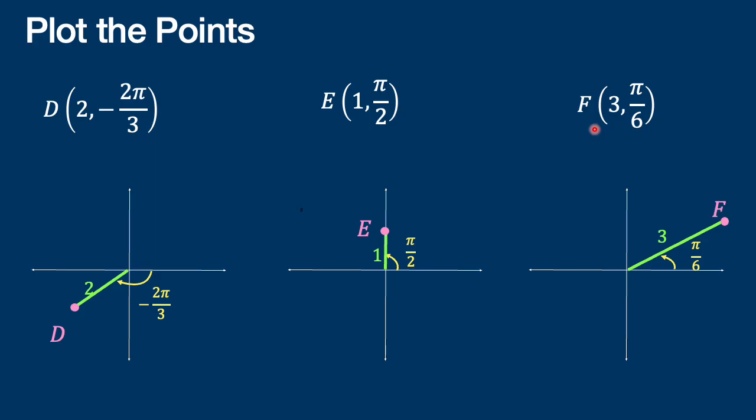So you have to keep in mind the angle is positive counterclockwise, the angle is negative clockwise. For the distance, if the R value is negative, you find the first R as positive, then rotate 180. So you guys just find the angle first, then next find the distance from the origin and plot the point.